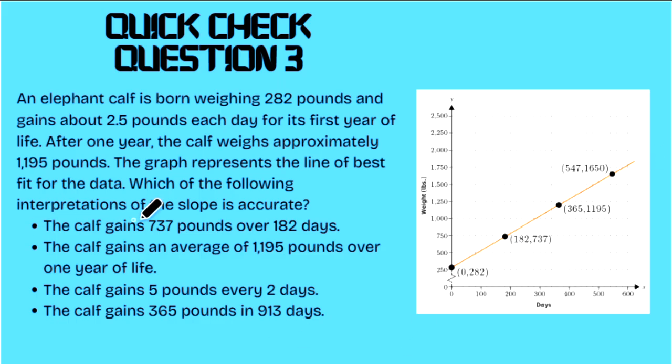Okay, it says the calf gains 737 pounds over 182 days. So 182 days is about here, and it says it's going to be 737 pounds. The calf gains an average of 1,195 pounds, which is right about here, over 1 year of life. So that would be right about there. The calf gains 5 pounds every 2 days. And that, it would say, here's day, so here's day 1. Okay, that it would be right there, and it's going to gain 5 pounds from the day before, another 5 pounds, another 5 pounds, another 5 pounds.